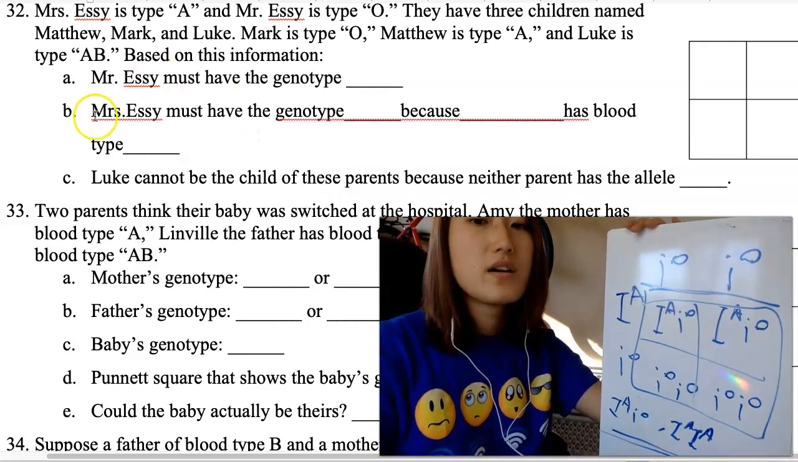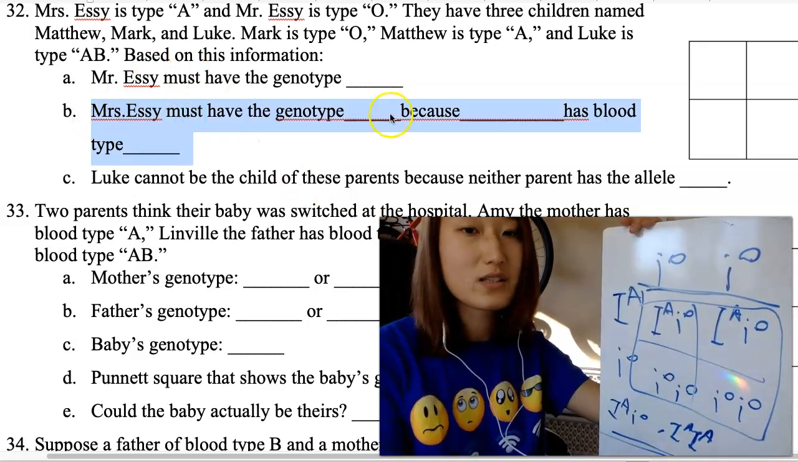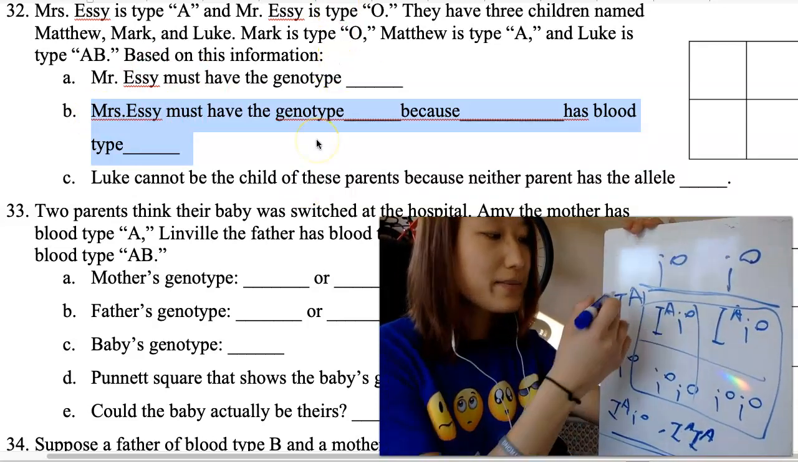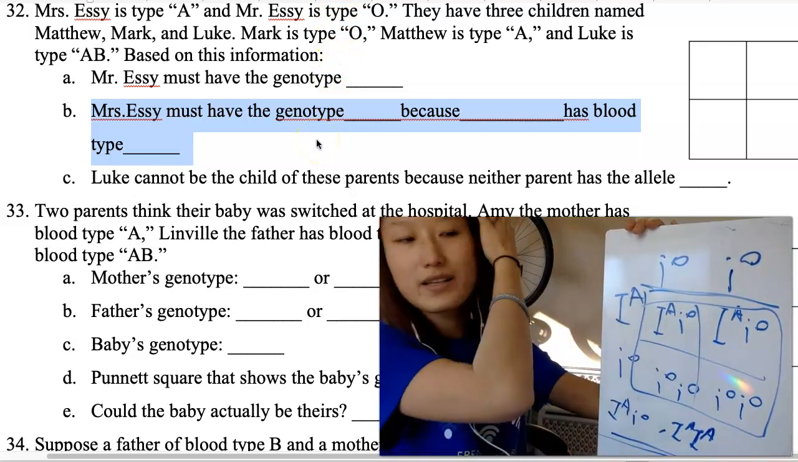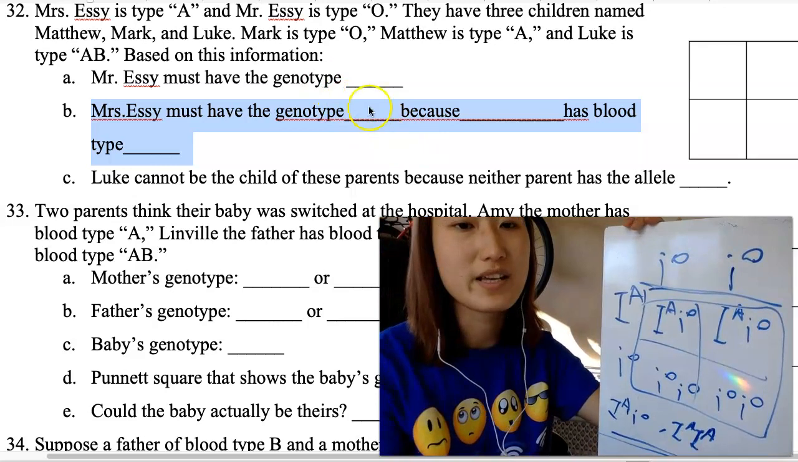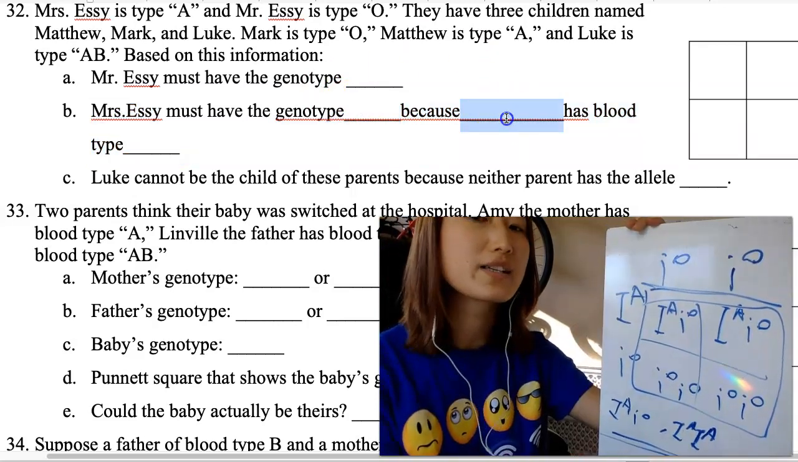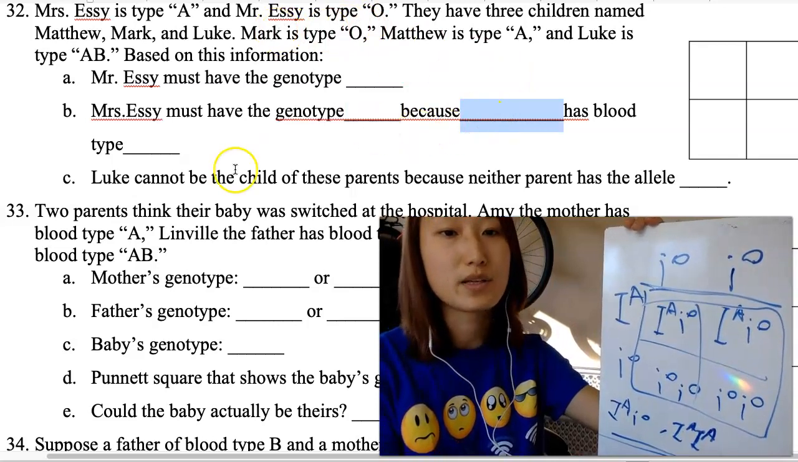However, because one of the child is O blood type, right? So that means Mrs. Essie has to be I big A and little I-O. So you would say Mrs. Essie must have the genotype big I, A, little I-O, because Mark has blood type O.